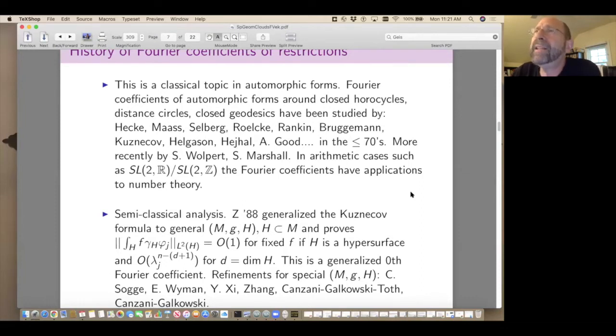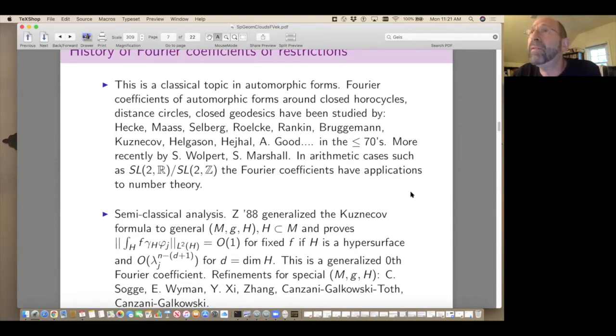But they realized that rather than integrating across the diagonal in the manifold, which is non-compact and leads to multiple problems, if you integrate over a closed horocycle, closed geodesic, or a circle, it's all compact, and actually there's no analytical problems anymore.